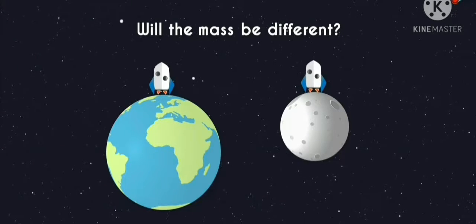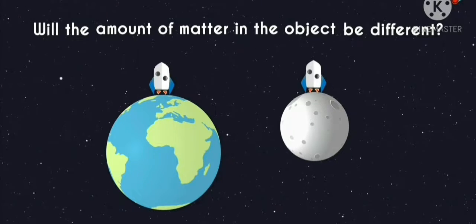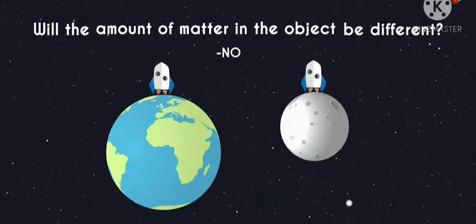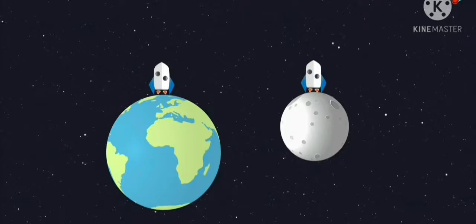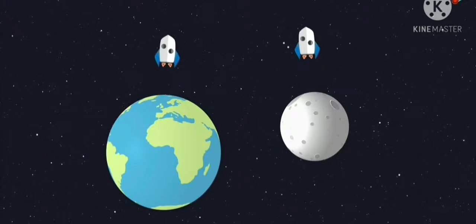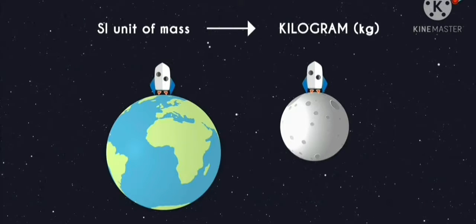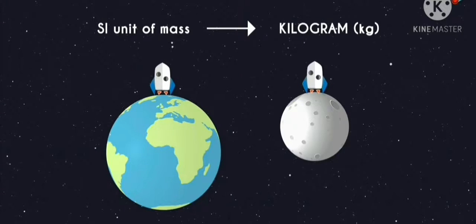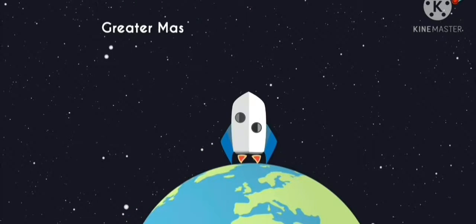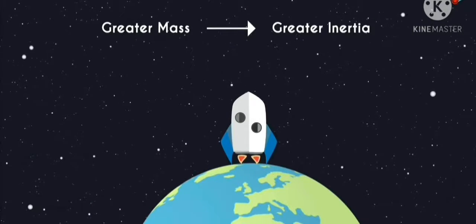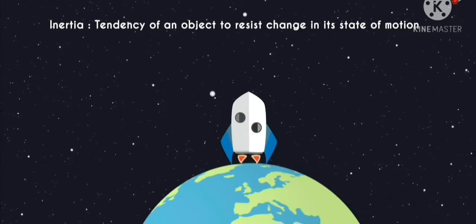To answer this question, we ask ourselves another simple question. Will the amount of matter present in the object be different in these cases? Absolutely not. The matter in the object is not changing at all, which is why the mass will be the same in each of the cases. The mass of an object remains constant no matter where it is placed. The standard metric unit of mass is the kilogram. Another concept we learnt about an object's mass was that it is a measure of its inertia. Greater the mass of an object, greater will be its inertia. Inertia is nothing but the tendency of an object to resist change in its state of motion.